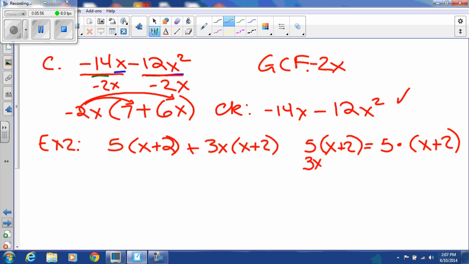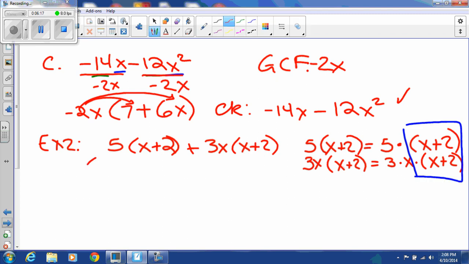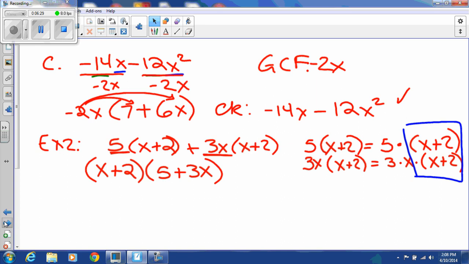In the second term, 3x times the quantity x plus 2. When we break that up into factors, we get 3 times x times x plus 2. The factor in common happens to be a binomial, x plus 2. That's the factor we pull out front. So our factored form becomes x plus 2 times what's left. We have a 5 and we have a 3x. So our factored form is x plus 2 times 5 plus 3x.